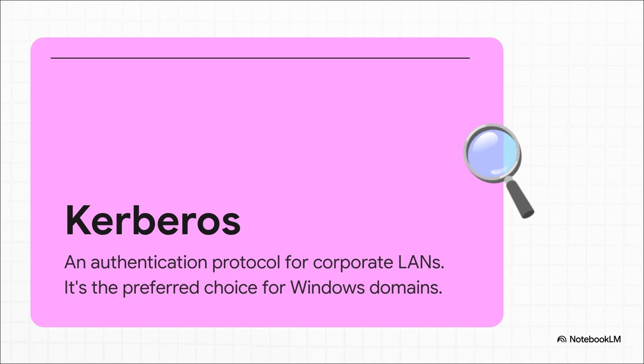If you've ever logged into your Windows computer at the office and then, like magic, you could access printers and file servers without typing your password again, that was Kerberos. It's a ticket-based system that works with a central authority, which in the Windows world is usually Active Directory. Now, the key thing to remember for the exam is its main limitation. It's designed for the internal network, not for the Wild West of the public internet.